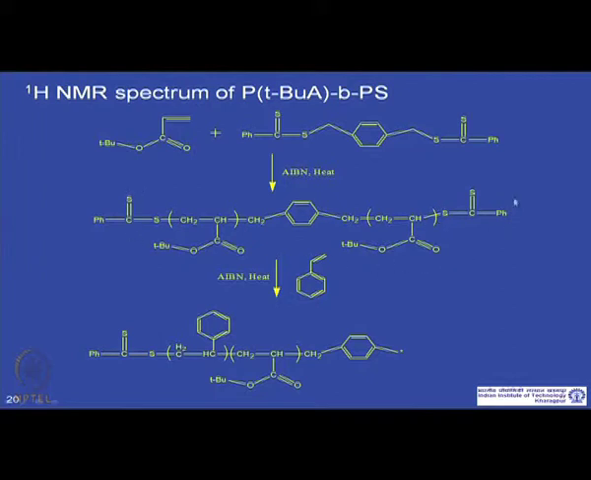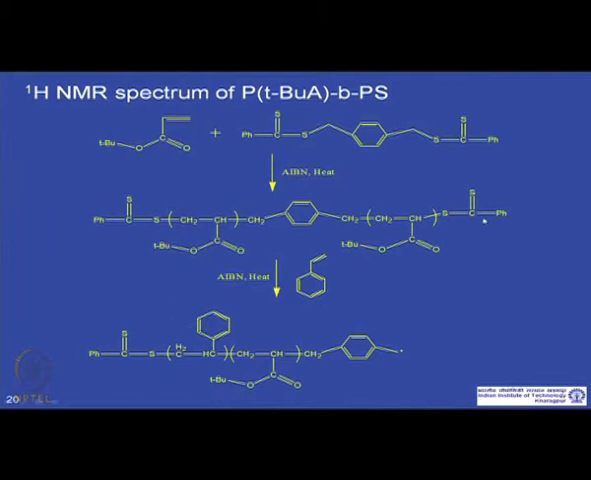Now, from this we can get the molecular weight of the first block, and then when we react with another monomer, in this case styrene, we can make a block of polymer. This is also present on this side. So, this is the way we synthesized a block copolymer of tertiary butyl acrylate and polystyrene.